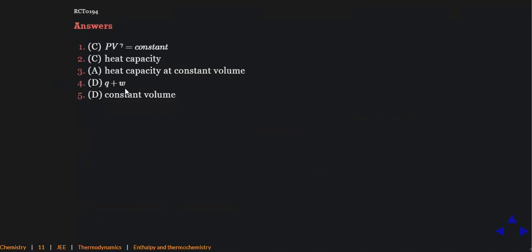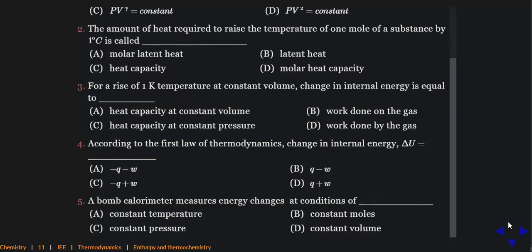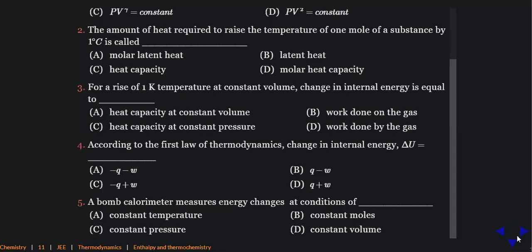Fourth one, in chemistry, what I have told you, Q plus W, right? In chemistry, it is work done on the system. Please remember this because some of you have said B, Q minus W. You should have a very strong understanding of the concept. You should be confident.